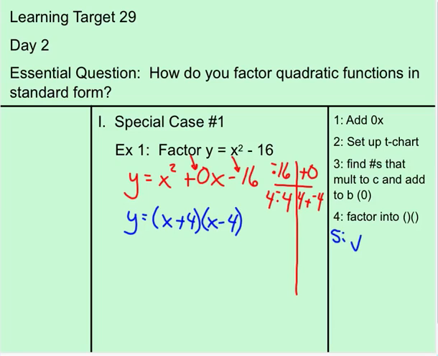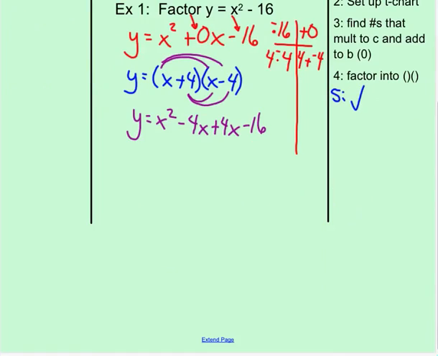And again, we should have our check step in here. So I'm going to multiply these together to check our answer. Y equals x times x is x squared. X times negative 4 is negative 4x. 4 times x is positive 4x. 4 times negative 4 is negative 16. So when we combine our like terms, we get x squared. Positive and negative 4x cancel, minus 16. Well, that equals the quadratic we started with. So this is the correct factored form of our y equals x squared minus 16.